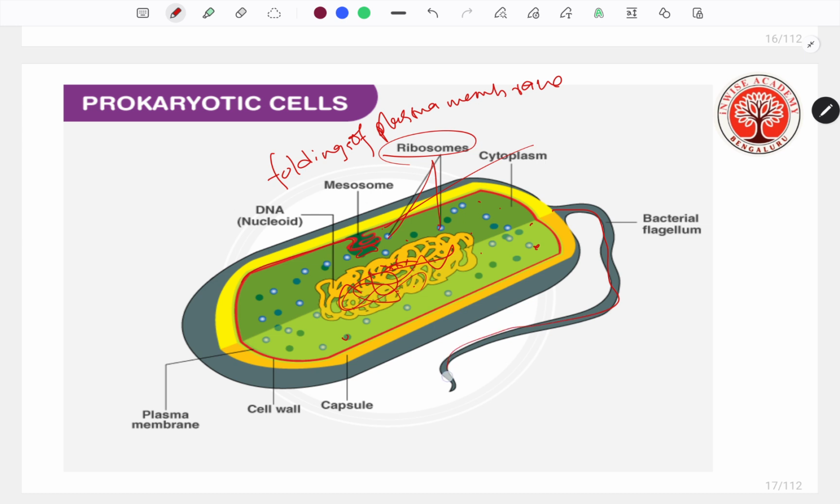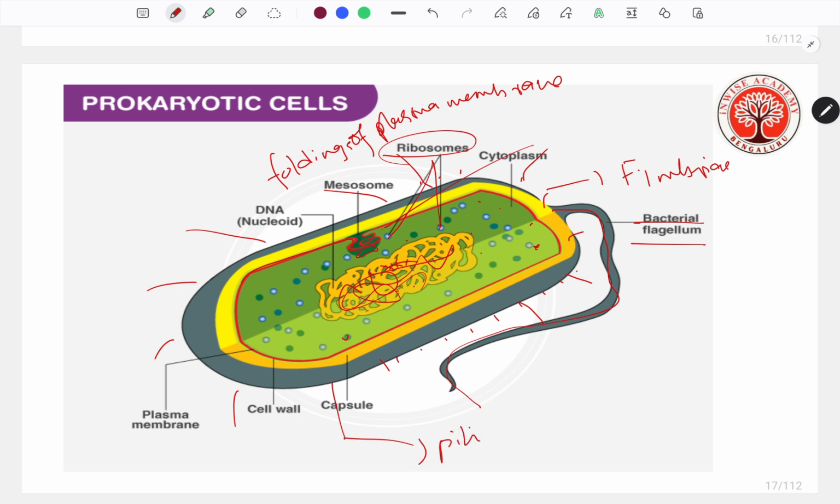And a long thread-like structure, if it is present, that is a flagellum, it helps in locomotion. And a small hair-like structure, if it is present, then it is fimbriae, which helps in attachment. And a slightly longer structure, if it is present, then it is pili, involved in the conjugation process, that is, the method of DNA transfer in bacteria.